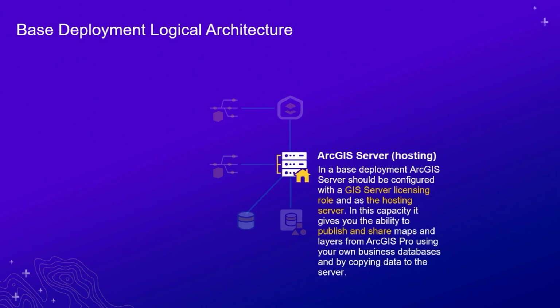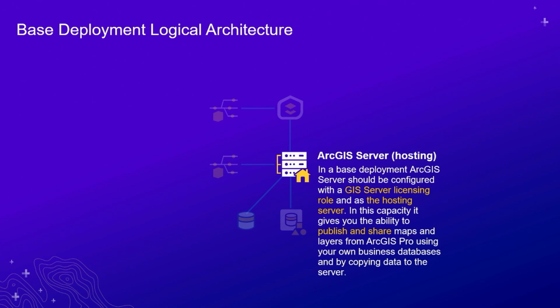Sitting there in the middle is an ArcGIS Server site. This is what's known as the hosting server site. It should be configured with a GIS Server licensing role and be promoted, or set to be, the hosting server. And this is an action that you take after first federating it with your enterprise portal and then doing a little bit more work on the configuration side. What that allows you to do is to publish and share maps from things like ArcGIS Pro. You can publish them to this server site, but you can also upload your own data into the enterprise portal and have it show up as web services.